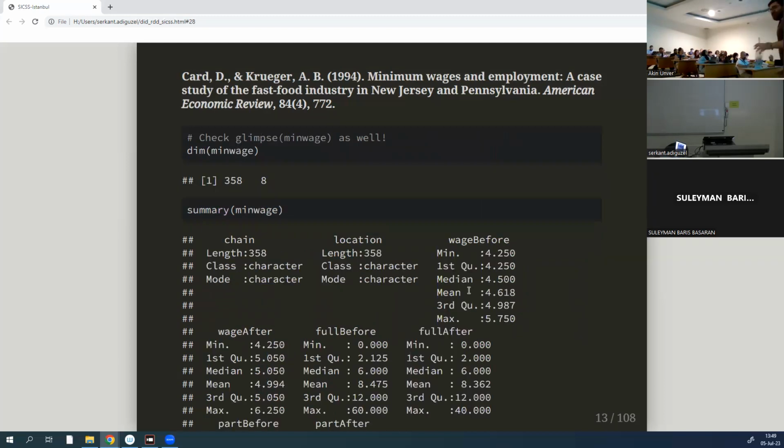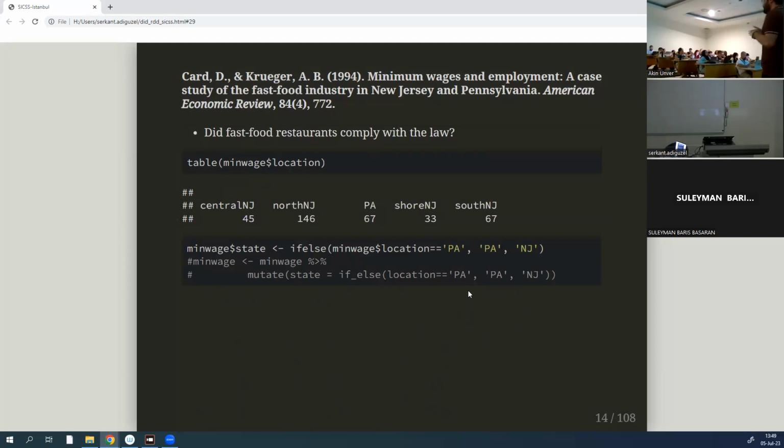So just some functions I threw here, in case you probably already know this, right? Summary is just a summary of the data set. There's also glimpse, which I think is a tidyverse version of summary, I suppose. All these things are helpful when you load the data, just to inspect that everything is okay.